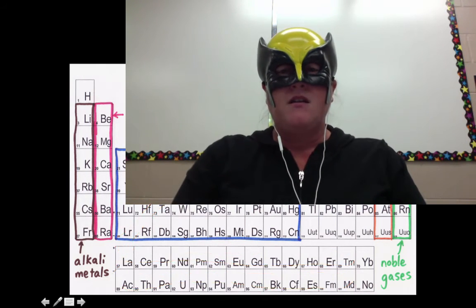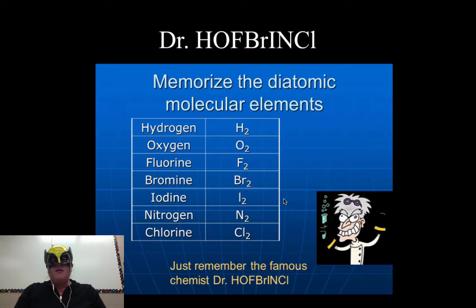All righty. The next thing that you need to know is that we have some elements on the periodic table that are called diatomic. And they include hydrogen, oxygen, fluorine, bromine, iodine, nitrogen, and chlorine. So a way that you can remember is this famous chemist, Dr. HOFBrINCl. Hydrogen, oxygen, fluorine, bromine, iodine, nitrogen, chlorine. Get it? All right.